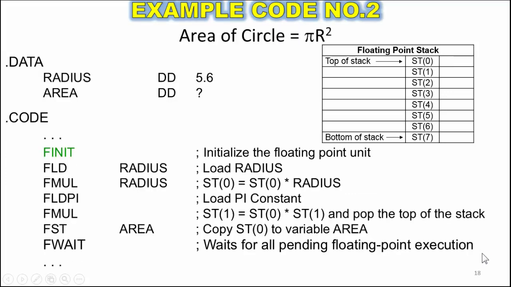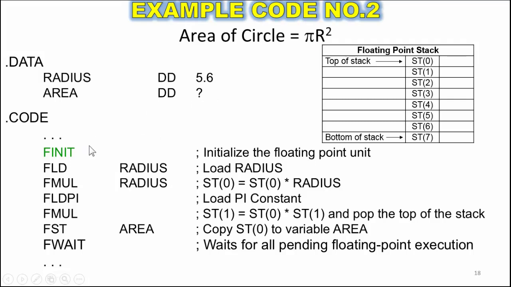Let us study and examine another example. The following code will compute the area of a circle having a radius of 5.6. In the data segment, I declared the variable radius, assigned a double word data type, and initialized it to 5.6. The variable area is assigned a double word data type, and it is uninitialized.